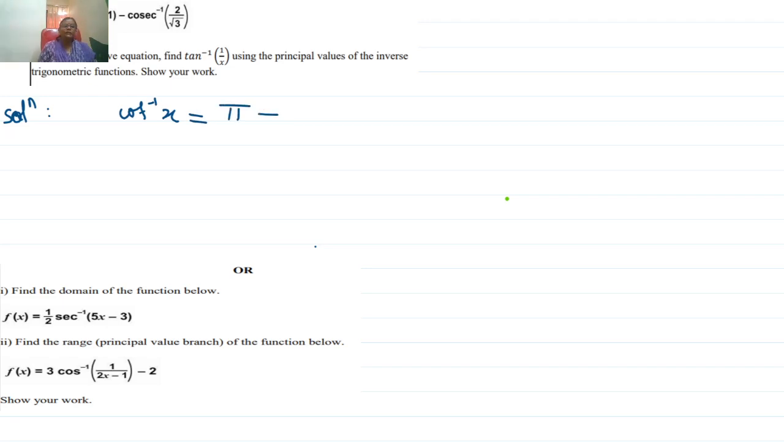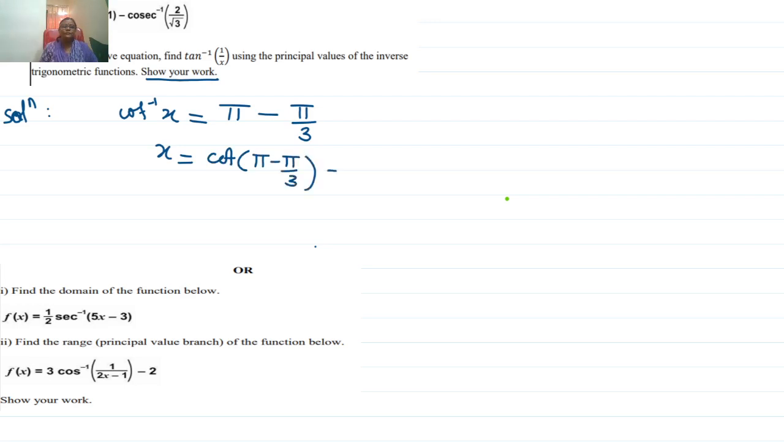Minus cosec inverse 2 on root 3 is pi on 3. The next step that you have is x is equal to, make sure that you write down the required step because it is very clearly mentioned in the question. Show your work. Whatever steps you are writing, if it is incomplete, you might lose marks for that step. So make sure that you don't miss out any step. That is cot of pi minus pi on 3.